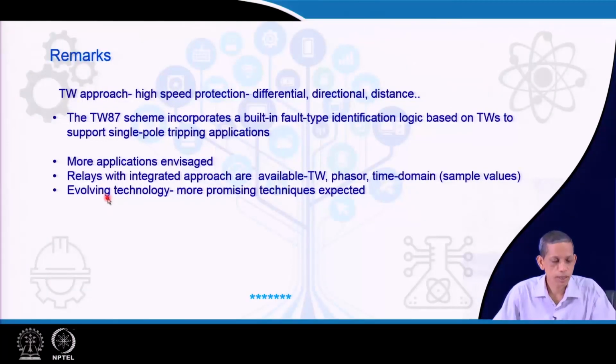So, overall remark for the travelling wave approach: high speed protection is achievable. We saw two applications, differential and directional. We also saw how the distance to the fault can be calculated, and using that, the distance relay can also be explored. The travelling wave differential scheme incorporates a built-in fault type identification logic based on travelling waves to support single pole tripping applications also. This can be extended to single pole tripping also. More applications are today being envisaged.